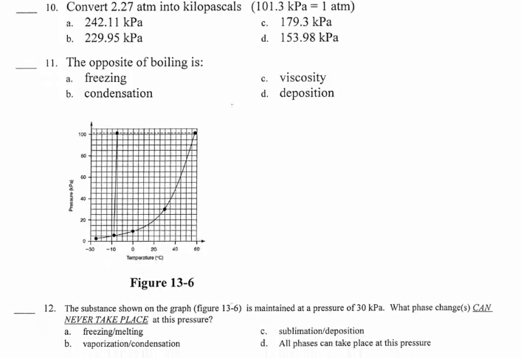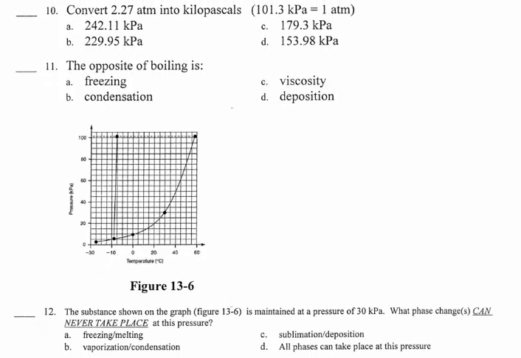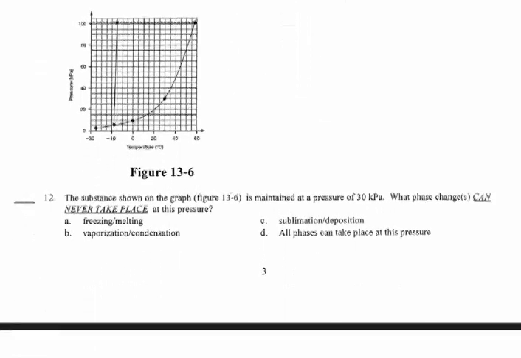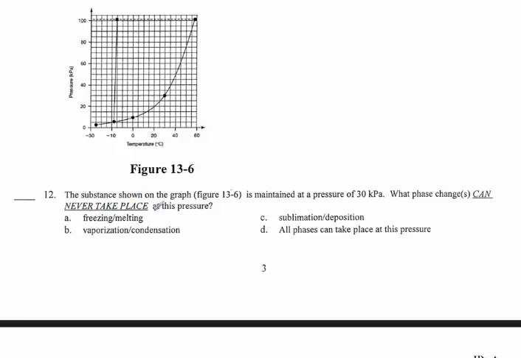Okay, so the boiling point is the opposite. What is the opposite of boiling point? So remember, boiling is when it's vaporizing. It's going from a liquid to a gas quickly at the boiling point. The opposite process is called condensation. Okay, just like that. So now we're looking at this graph here. The substance shown in this graph is maintained at a pressure of 30 kPa. What phase change can never take place at 30 kPa?